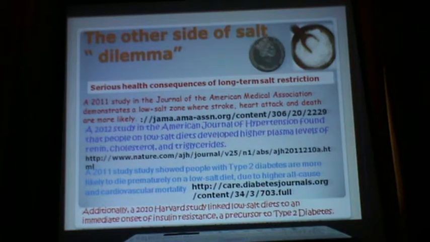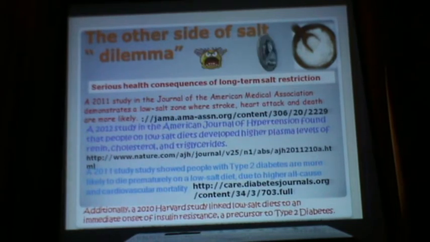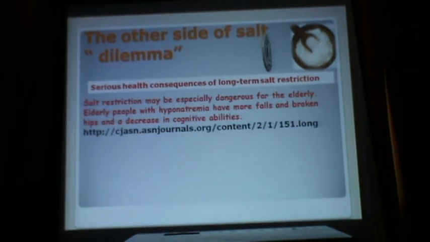The same with type 2 diabetes: low salt, high mortality. The same in a Harvard study linked low salt intake to the development of more insulin resistance. So this will make one confused, grasping his hair and starting to be angry, like this angry man. What is the correct thing? Is it the high salt intake or the lower salt intake?